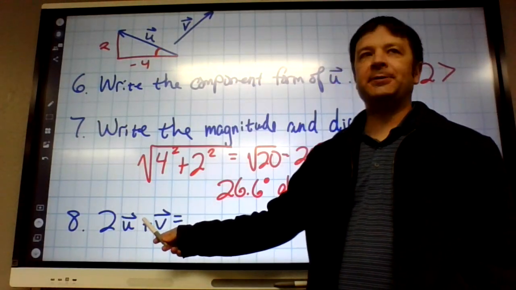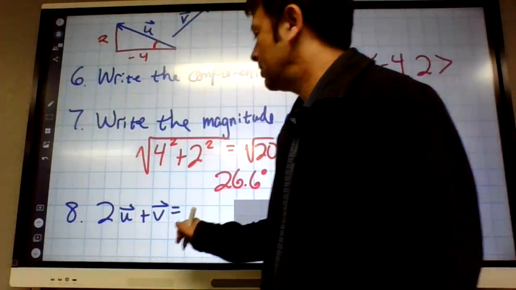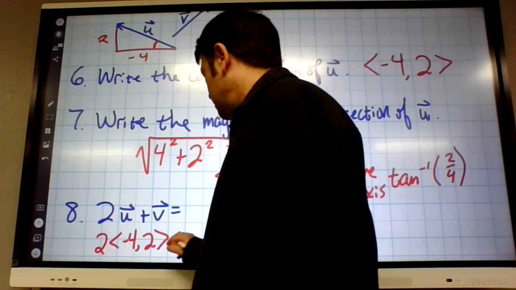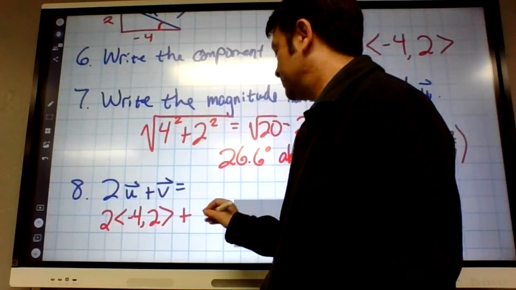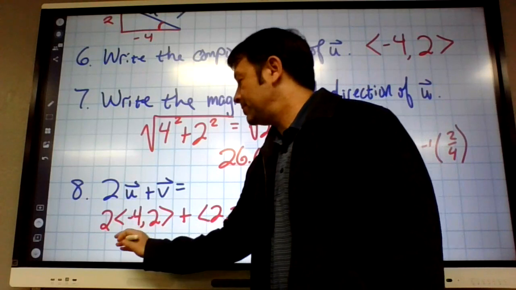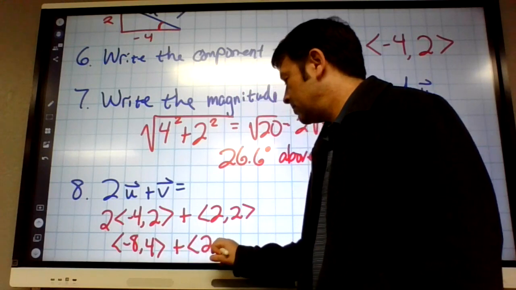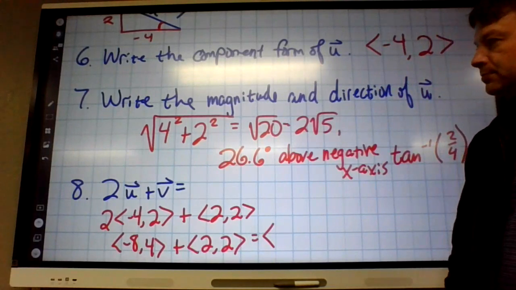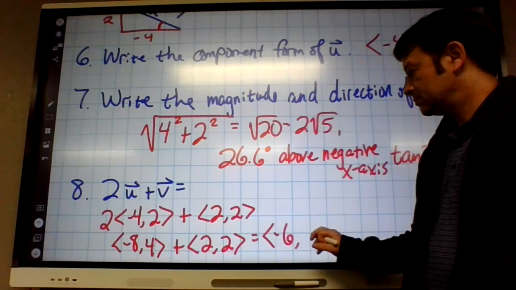How do we do number 8? Shh, how do we do number 8? You do 4, negative 4, plus positive 2, positive 2. Yeah, vector v is 2, 2. 2 right, 2 up. Okay, so 2 times vector u would just be negative 8, 4 plus 2, 2 equals what? Negative 6. And then 6.